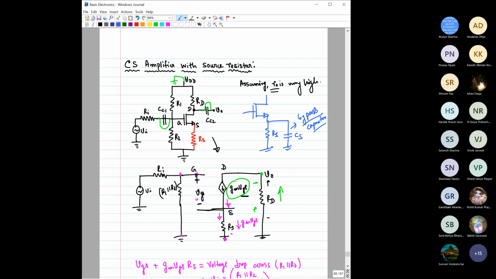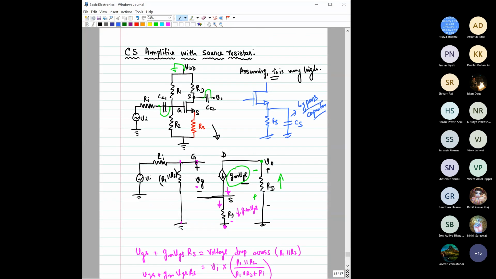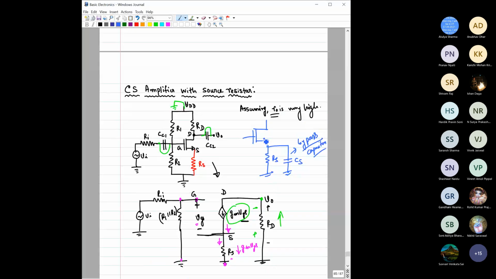If we include the early effect, obviously you then have one more resistance here, and you have to do this entire analysis a bit more carefully. The analysis procedure would be the same, but you will have a few more terms to take care of. Sir, that one resistance would be parallel to RD, right? That one resistance would be parallel, but it's not actually completely parallel.